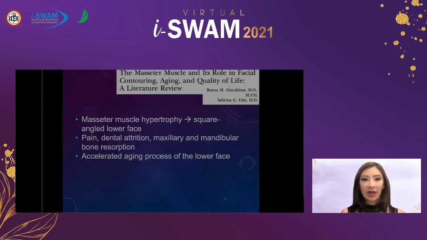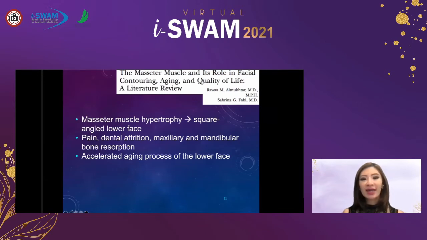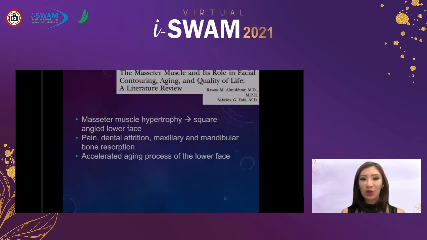So here we can see why masseter injection is popular, because other than a chubby face, a squared face is also related to the aging process of the lower face, and a V shape makes the patient look youthful.